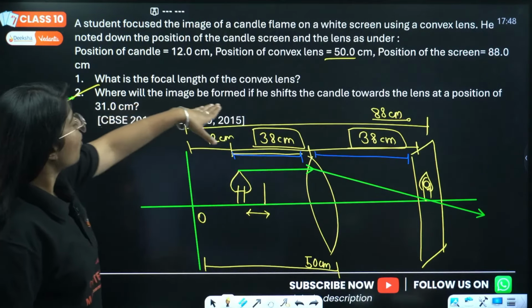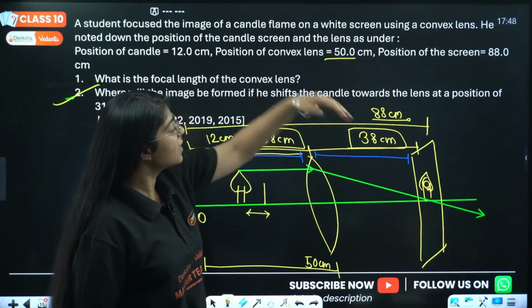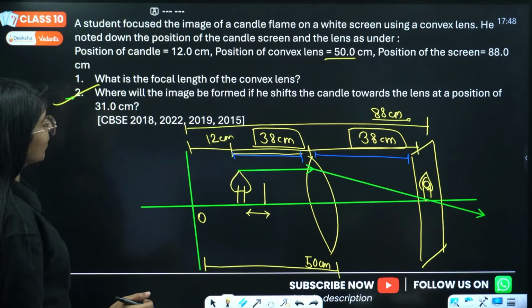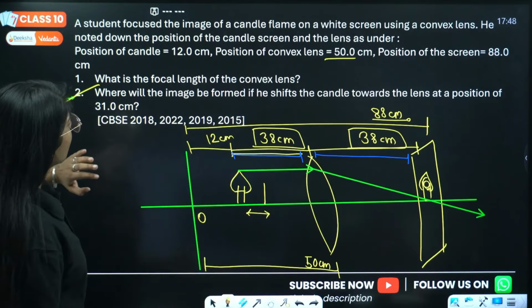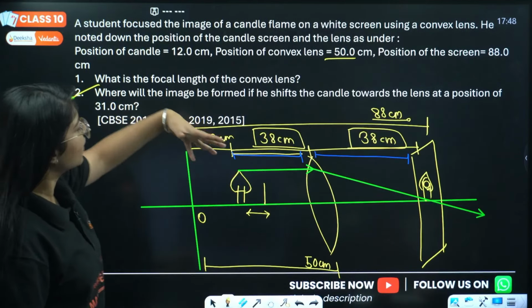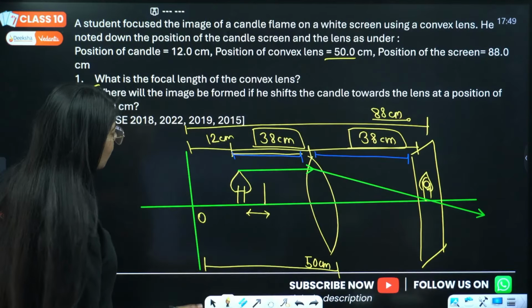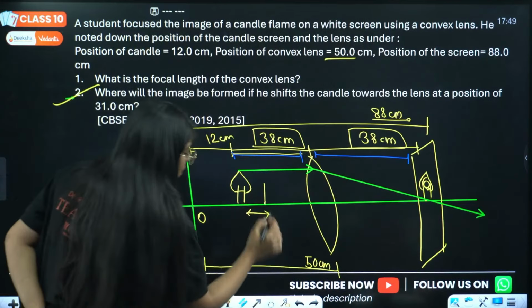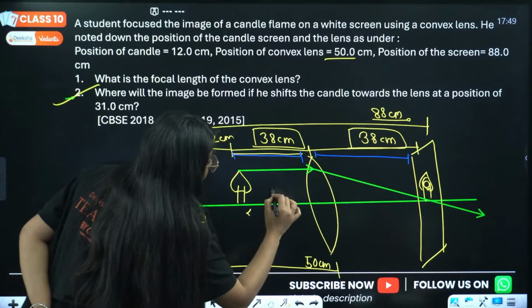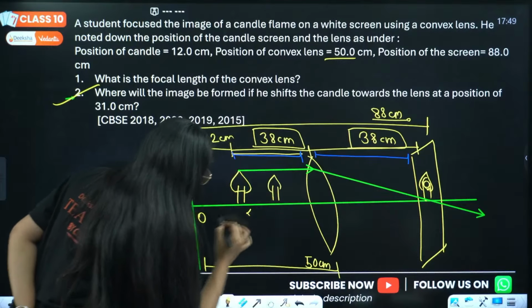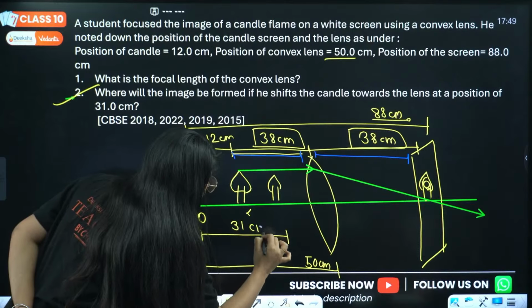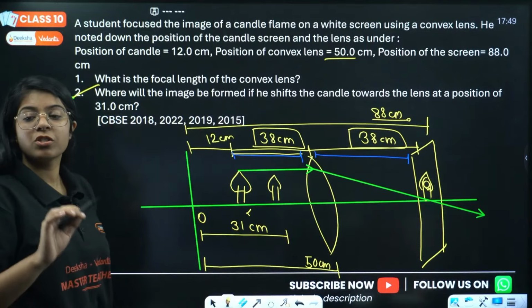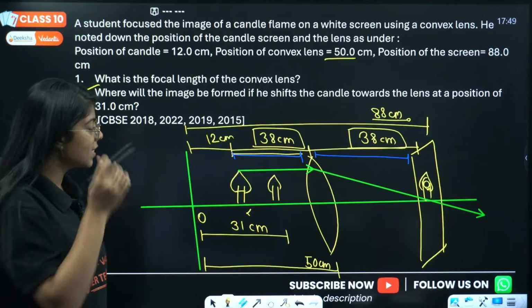Where will the image be formed if we shift the candle towards the lens to a position of 31 centimeter? If we shift the candle towards the lens, the candle shifts here, and now the position of the candle is 31 centimeter. Understood? Now the position of the candle is 31 centimeter.